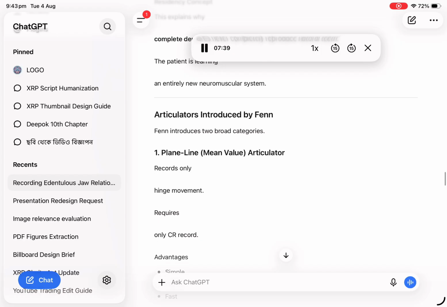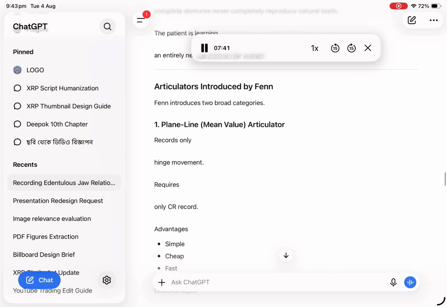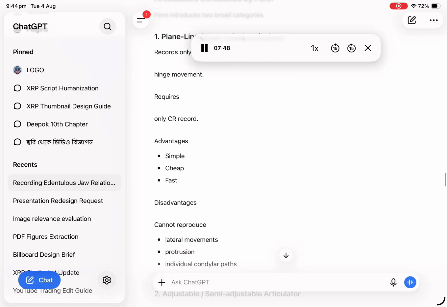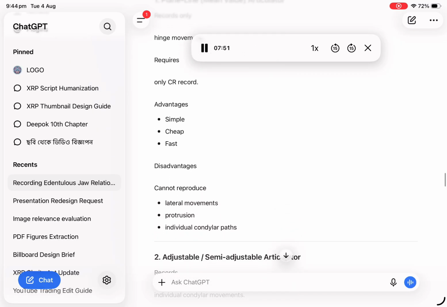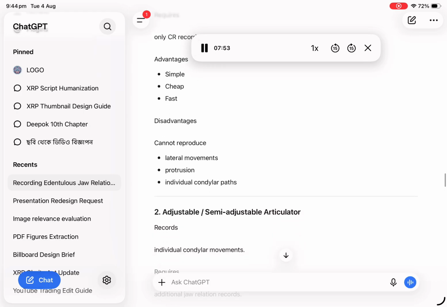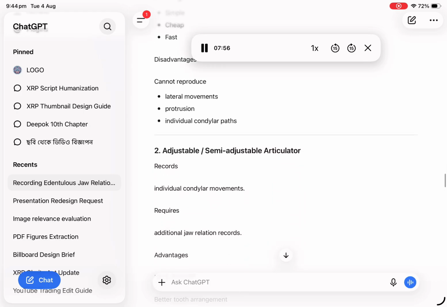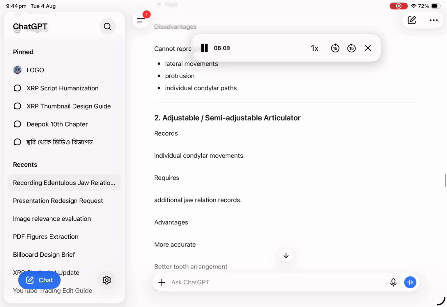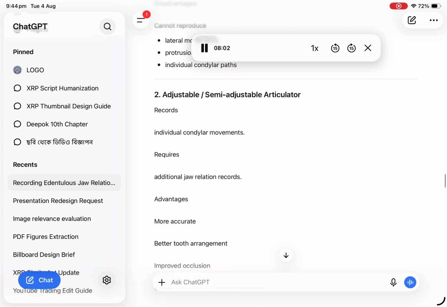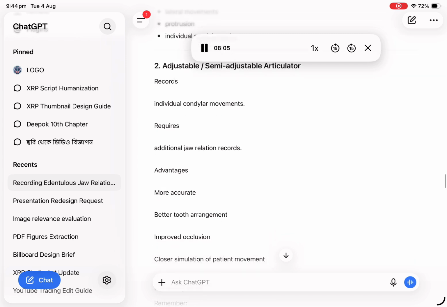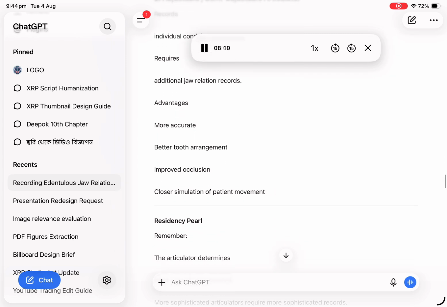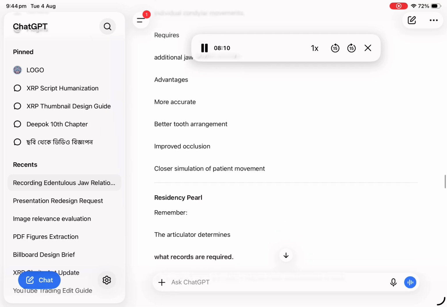Articulators, introduced by Fenn. Fenn introduces 2 broad categories. 1. Plain line mean value articulator: records only hinge movement, requires only a CR record. Advantages: simple, cheap, fast. Disadvantages: cannot reproduce lateral movements, protrusion, or individual condylar paths. 2. Adjustable, semi-adjustable articulator: records individual condylar movements, requires additional jaw relation records. Advantages: more accurate, better tooth arrangement, improved occlusion, closer simulation of patient movement.